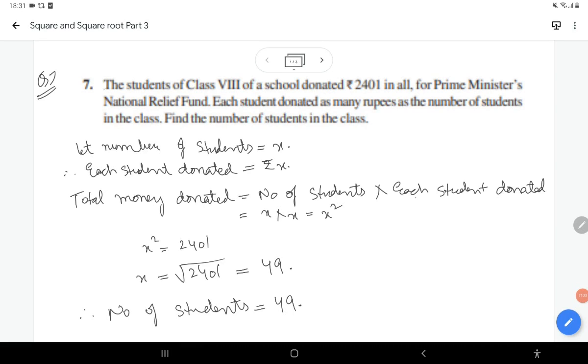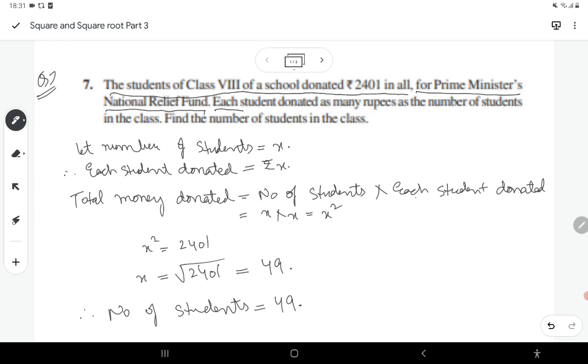Let's see the next question. Question number 7. It says the students of class 8th of a school donated 2401 rupees in all for the Prime Minister's National Relief Fund. Each student donated as many rupees as the number of students in the class, and we have to find the number of students in the class. So this is a word problem based on square and square roots.